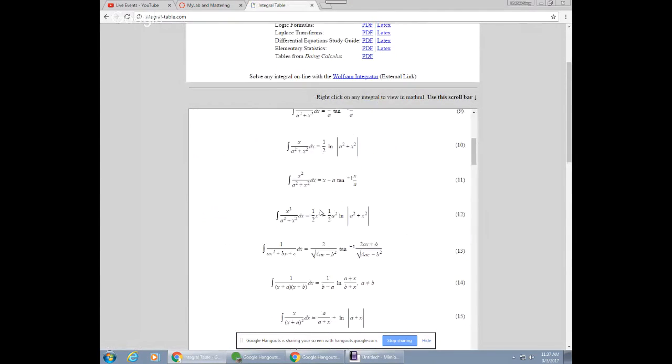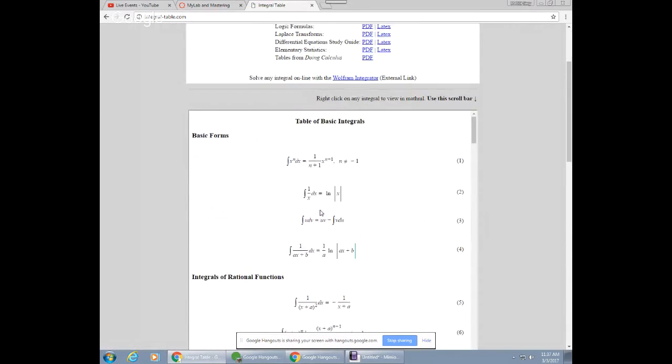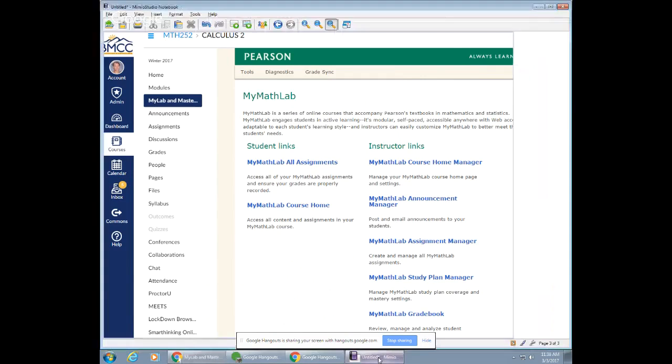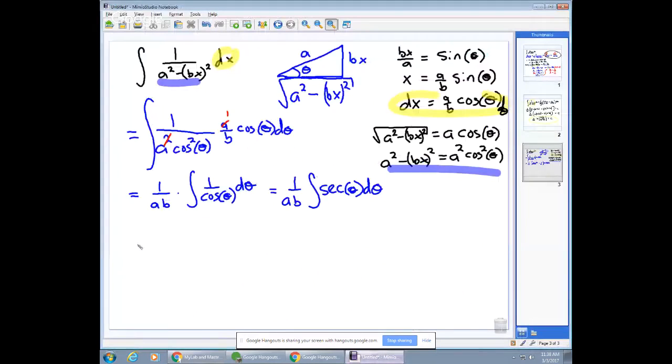Okay. I just found this website last night. They claim they have, oh no, 3 million integrals served. I thought it said they have 3 million integrals in their table. Like, what? That's crazy. Okay, no. It's like, really? Wow. Yeah. All right, let's get back here. Yeah, Wikipedia's got a lot of good stuff.